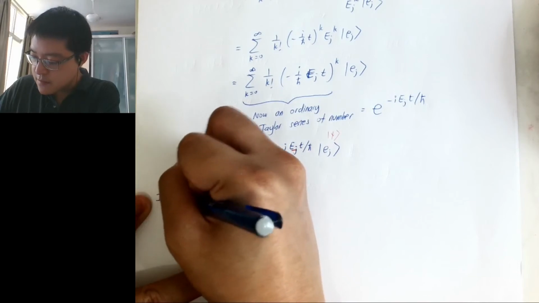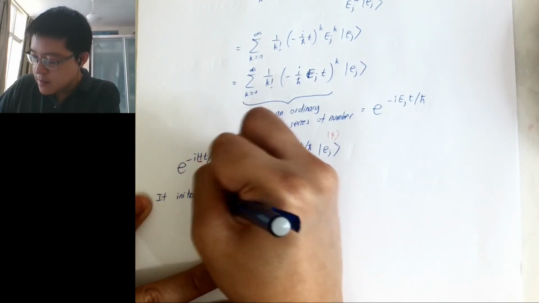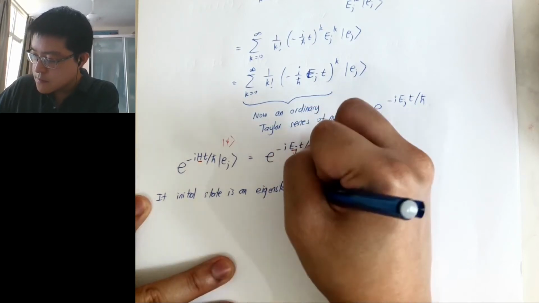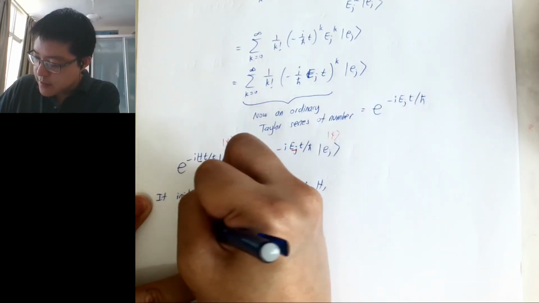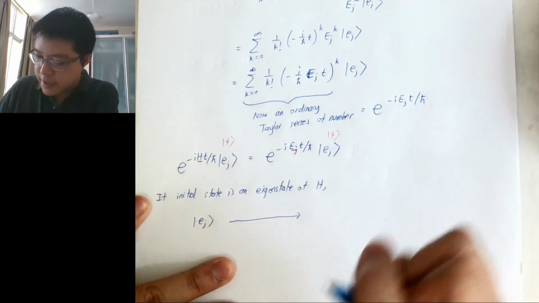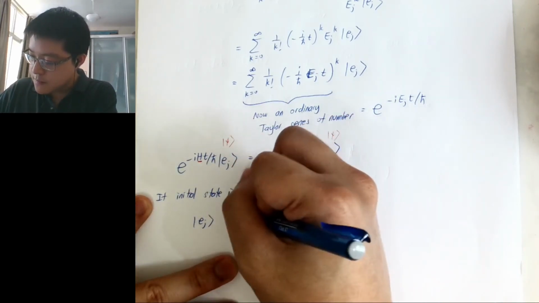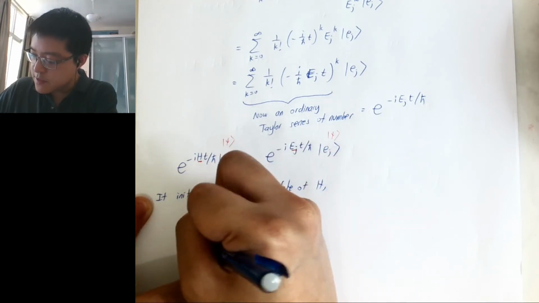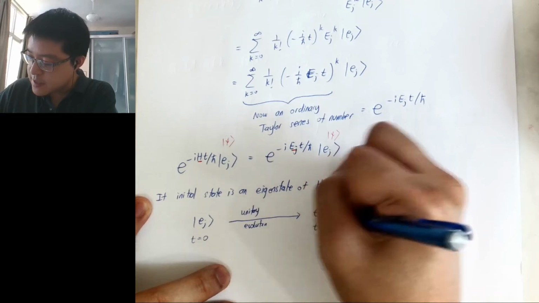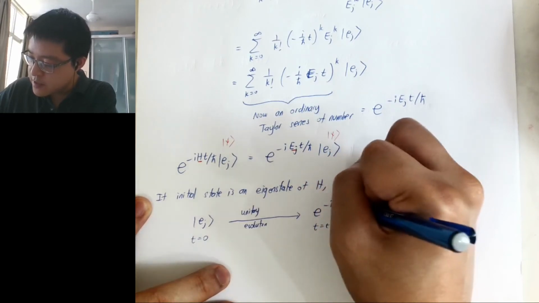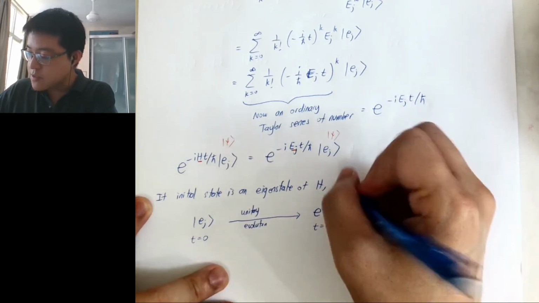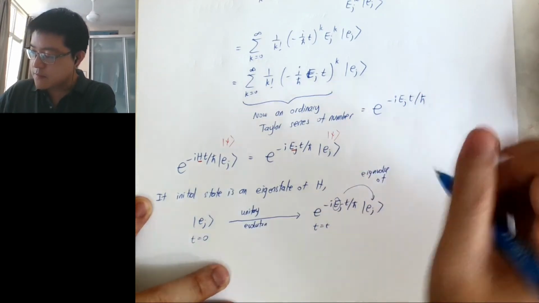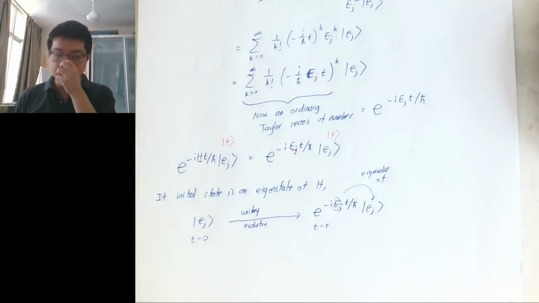So basically what we have found is, if the initial state is an eigenstate of the Hamiltonian, let's say initially E_j, then under unitary evolution, this is at time 0 and this is at time equals t. It just gives me e to the negative i E_j t over h bar times E_j. So this must be the corresponding eigenvalue.